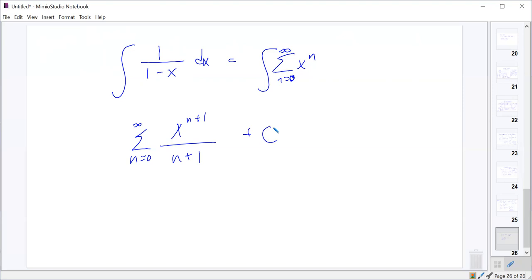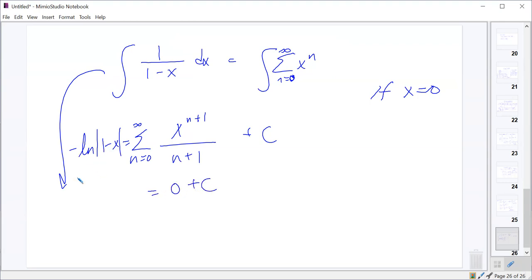Let's say we look at this series when x is 0. What's the integral of 1 over 1 minus x? This integral itself is negative natural log of the absolute value of 1 minus x. If we plug in x equals 0, this series is the sum from 0 to infinity of a bunch of zeros, 0 plus 0 plus 0, so we end up with 0 plus our constant. On the other side, if x is 0, we end up with negative natural log of 1, which is 0. That tells us our constant is 0, and we just have this series.